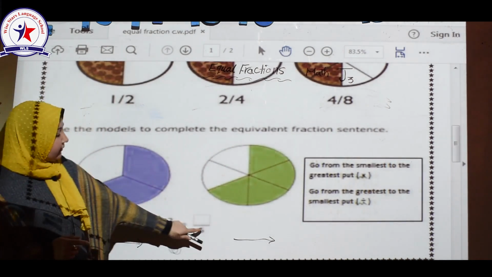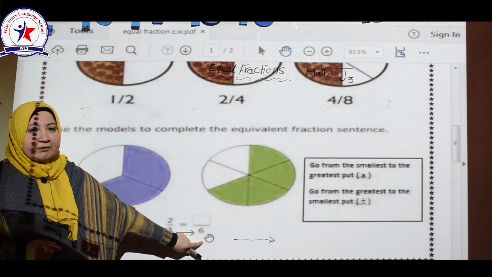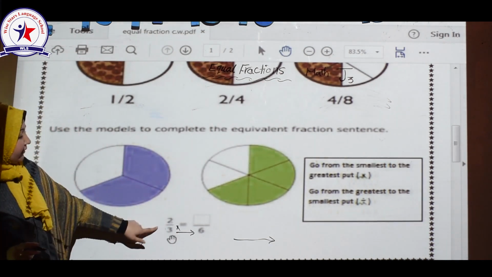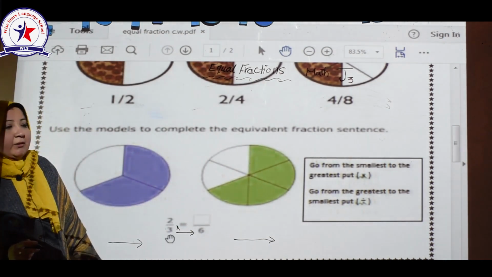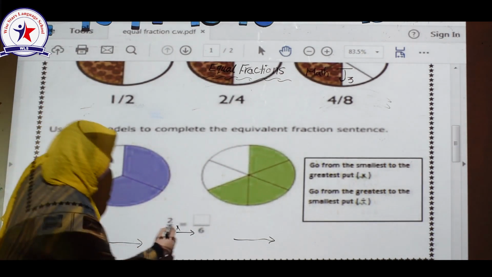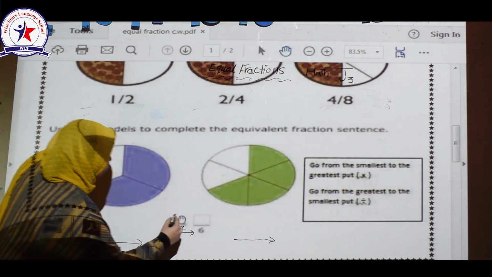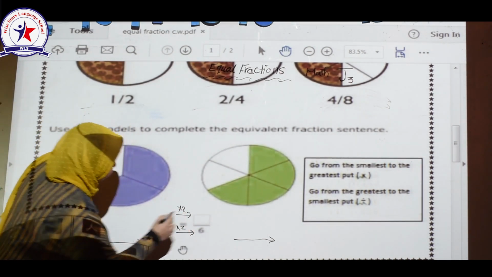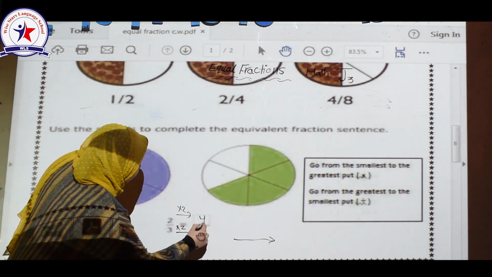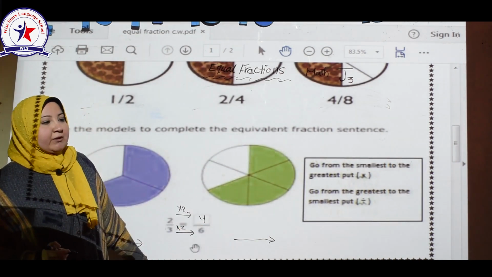Look here, 3 and 6. This arrow goes from what? From the smallest to the greatest. So what do we put? Put times. Now, 3 times what equals 6? Remember Junior 2 from table 3? 3 times 2. So draw the same arrow up and put times 2. Now, 2 times 2 equals 4. So 2 over 3 equals 4 over 6.